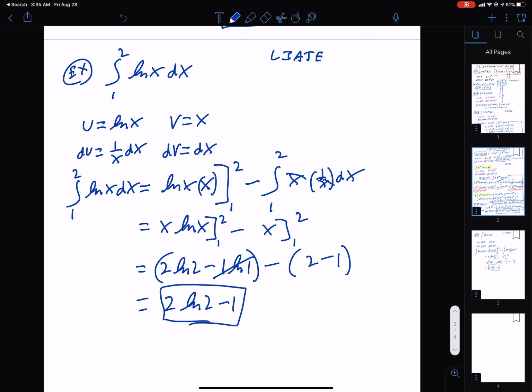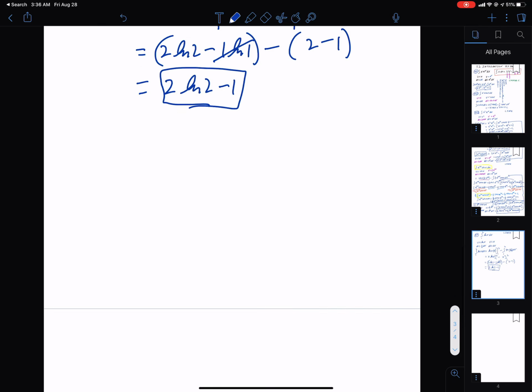So that's how you do a definite integral. You need to put the bounds in the ultraviolet part and in the voodoo part. All right. Shall we do one more example? Try this. This is the last one.